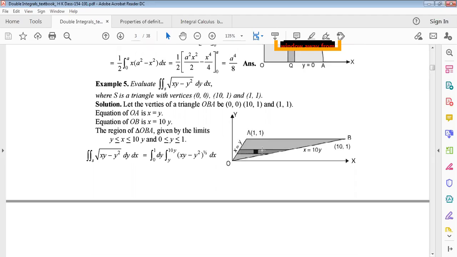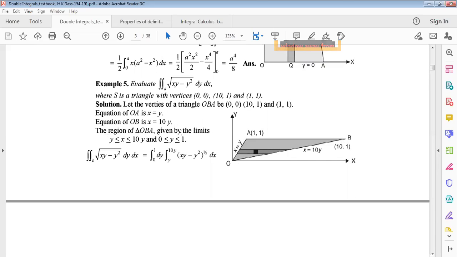Actually, there are many different ways we can divide this triangle into pieces. This is the line y equals x, and this is the line x equals 10y. Now let the vertices of the triangle be O, A and B, where O is (0,0), B is the point (10,1) and A is the point (1,1). The equation of OA is x equals y, and the equation of OB is x equals 10y.